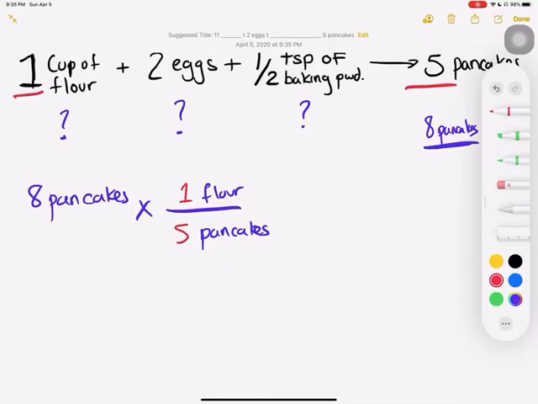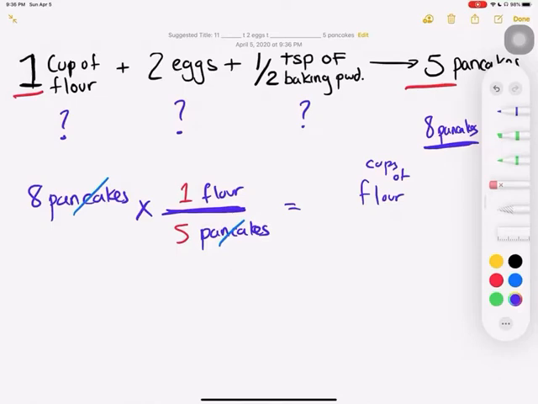Okay, so if you do this operation, you cancel out the units, pancakes and pancakes cancel out. All you have left is going to be flour. So this is going to tell you how many cups of flour you're going to need. So what do you have to do? You have to do the multiplication 8 times 1, and then you divide by the bottom one, which is 5. This is going to tell you how many cups of flour you're going to need to make 8 pancakes.